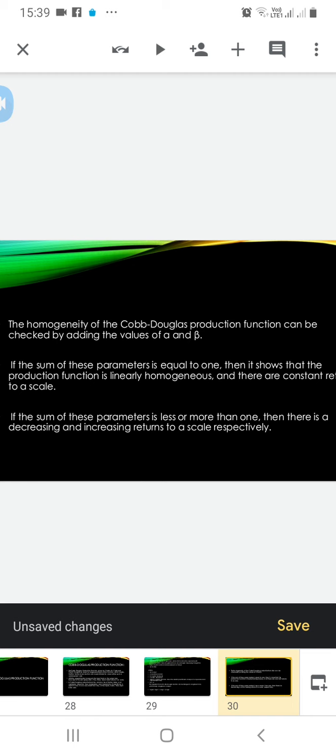The homogeneity of the Cobb-Douglas production function can be checked by adding the values of alpha and beta. If the sum of these parameters is equal to 1, then it shows that the production function is homogeneous and there are constant returns to scale.